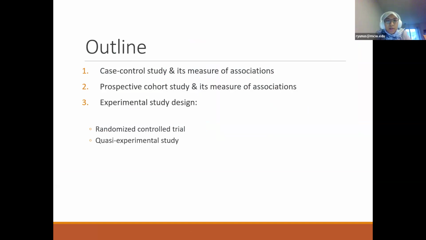So this is the outline of the lecture today. First, we will talk about case control study and its measure of associations. Second, we'll talk about prospective cohort study and the measure of associations. And finally, we'll jump straight to experimental study design. We'll talk about RCT and quasi-experimental study.